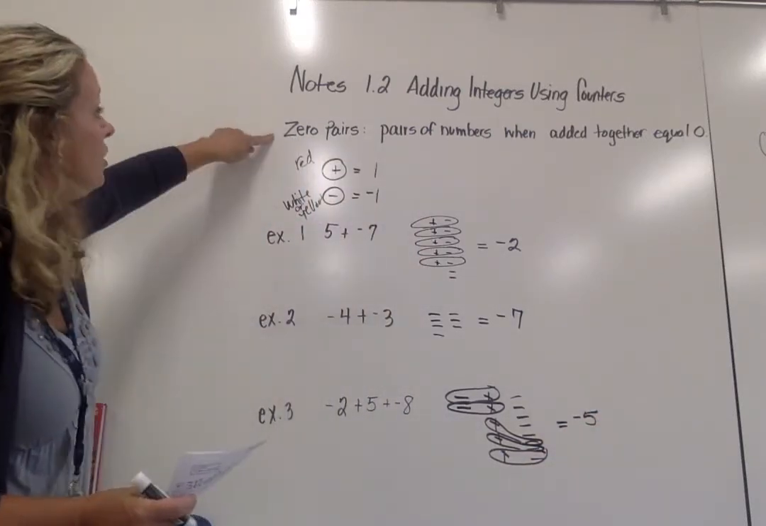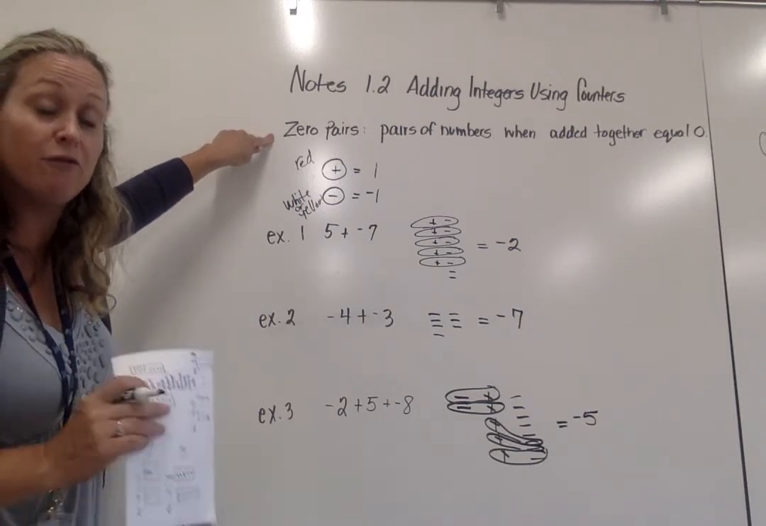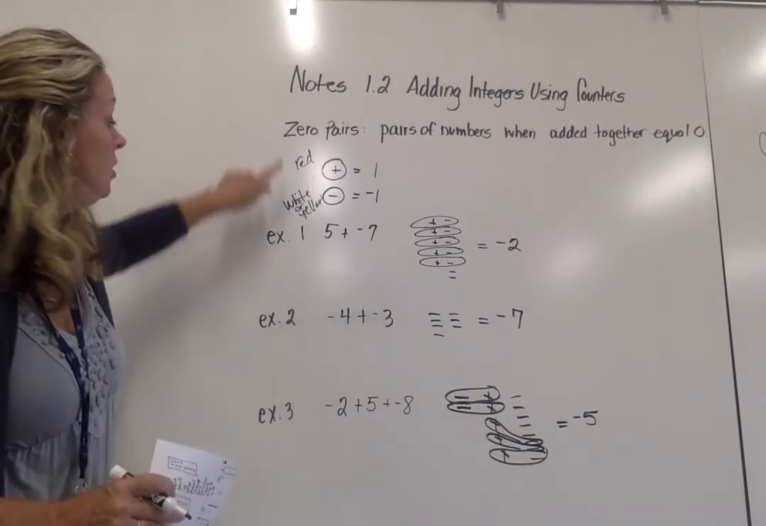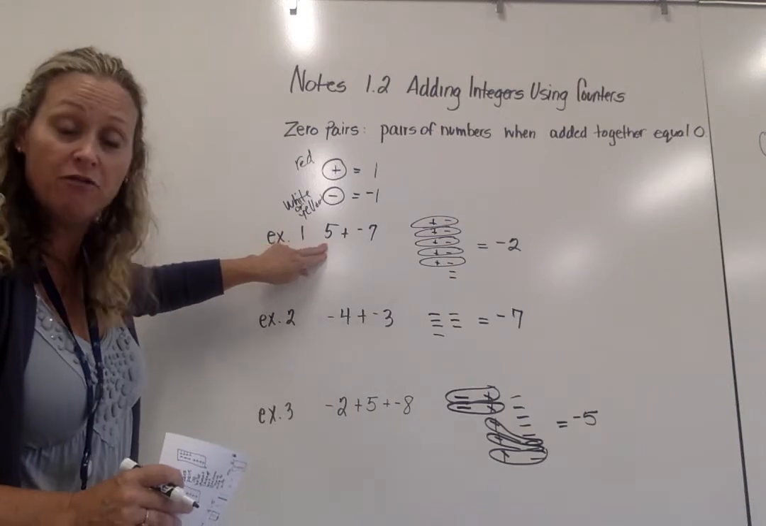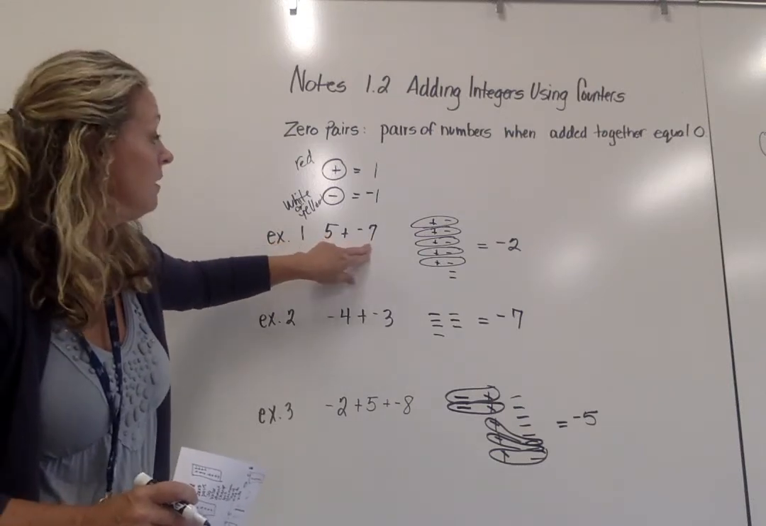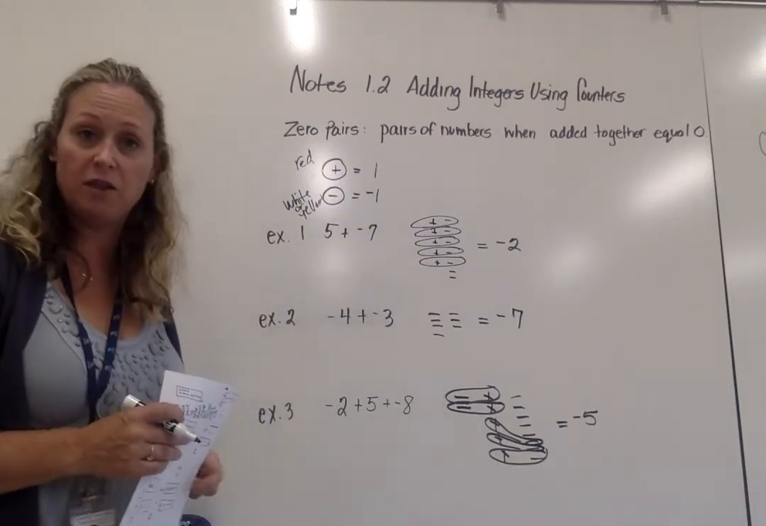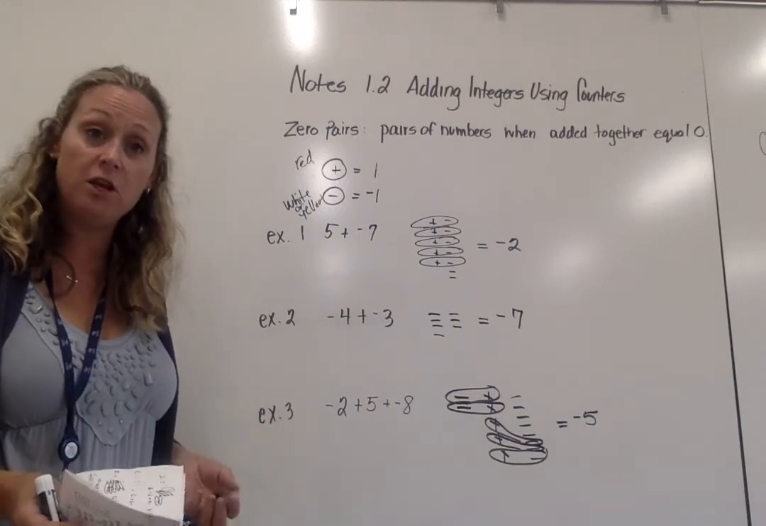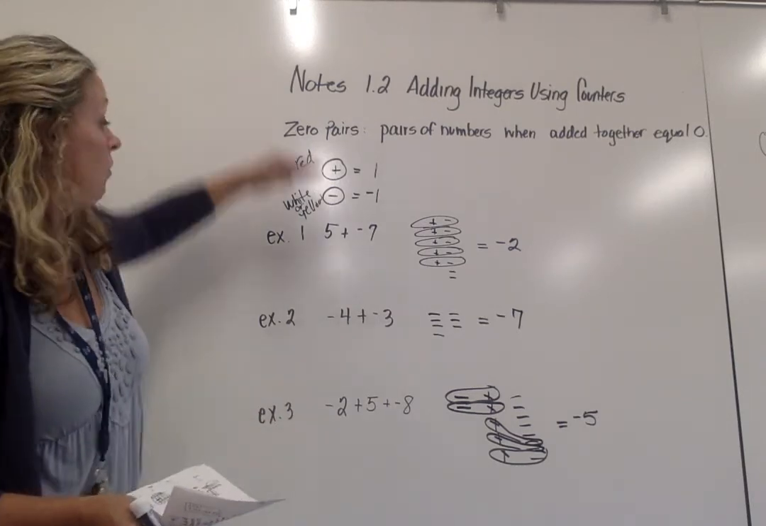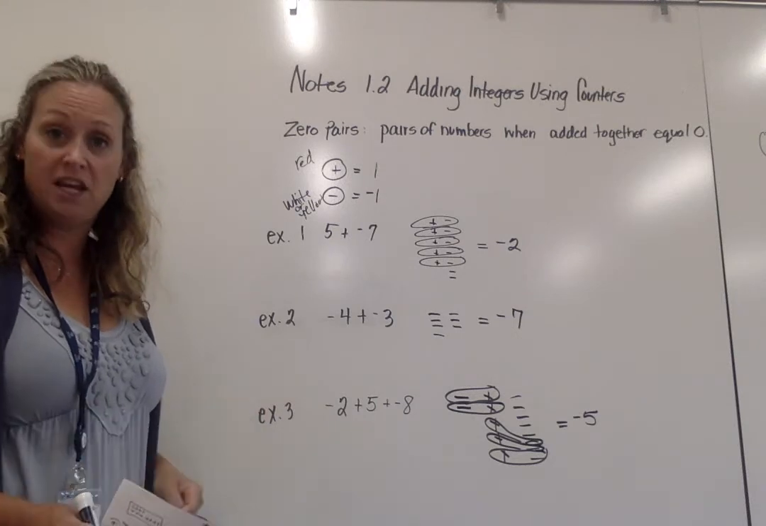So, you need to be familiar with the vocabulary word of a zero pair. You need to be familiar with how to model 5 plus negative 7 and use zero pairs to evaluate those expressions.